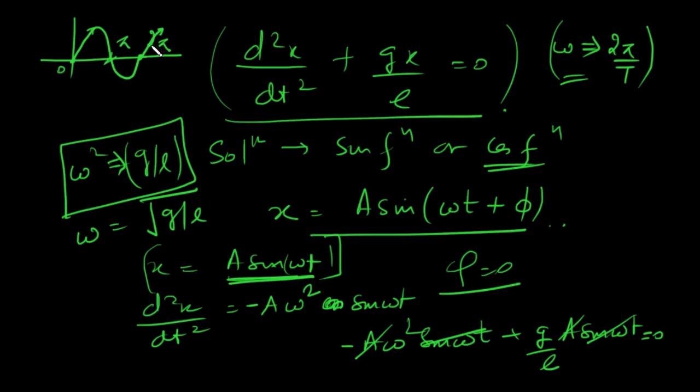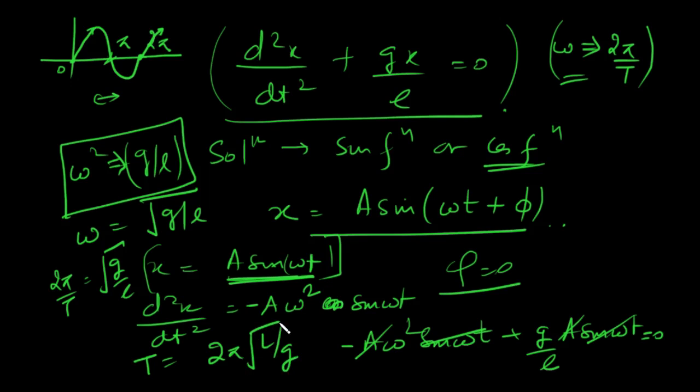So this should be the same. Hence one cycle is complete from 0 to 2π. So the time taken from 0 to 2π would be 2π/ω, and we can write this as ω = 2π/T. Just substituting this, we have 2π/T = √(g/L), and T we have here is 2π√(L/g). This is the time period of a simple pendulum, 2π√(L/g).